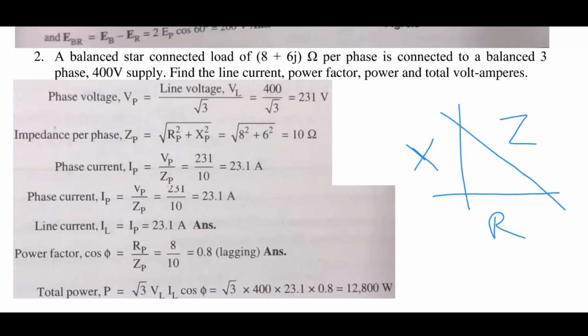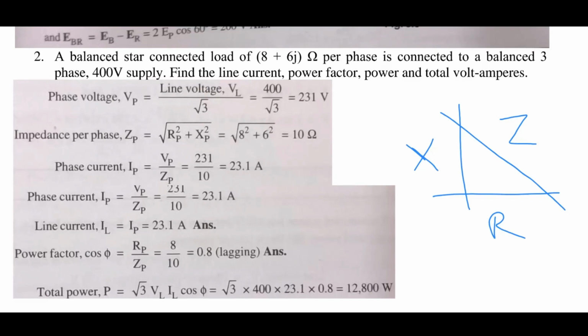23.1 amperes. Again, we can observe here that this is a balanced three-phase supply, but the angles are not mentioned here. So when angles are not mentioned in the voltage, you can avoid them in the current calculation as well. But if it is given, then you have to take care of that as well. So this is the magnitude of the phase current.